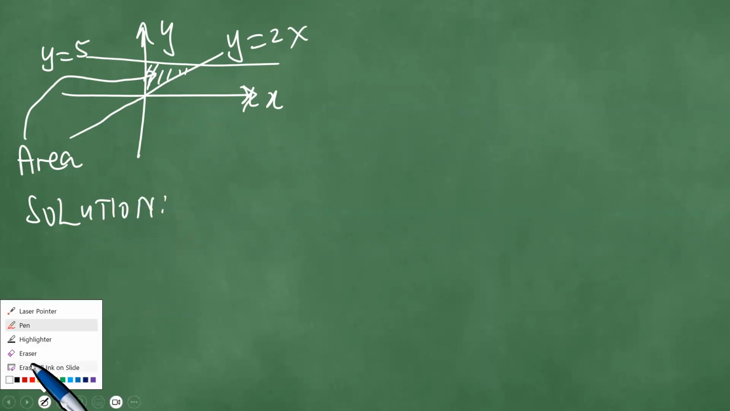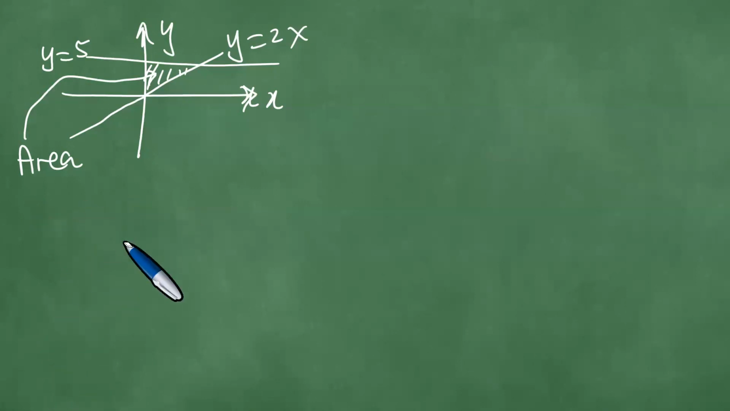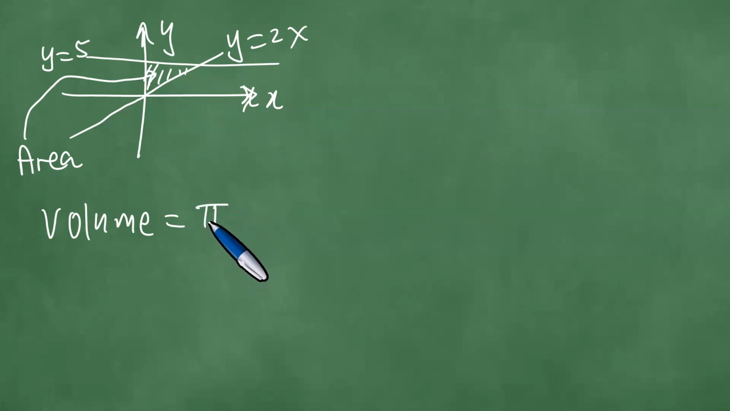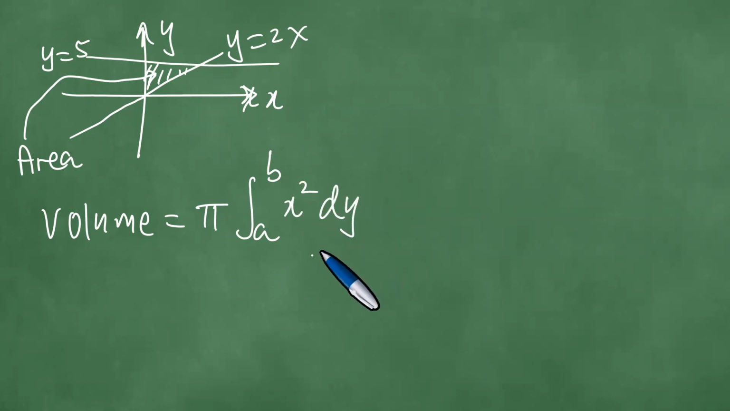Here comes the solution to this. Right, so now here we need to use the correct formula. Volume equals pi. So it is like a circle. So we find the area of the base by the height. So it's pi radius squared times the height. So it becomes pi, a to b, x squared dy.